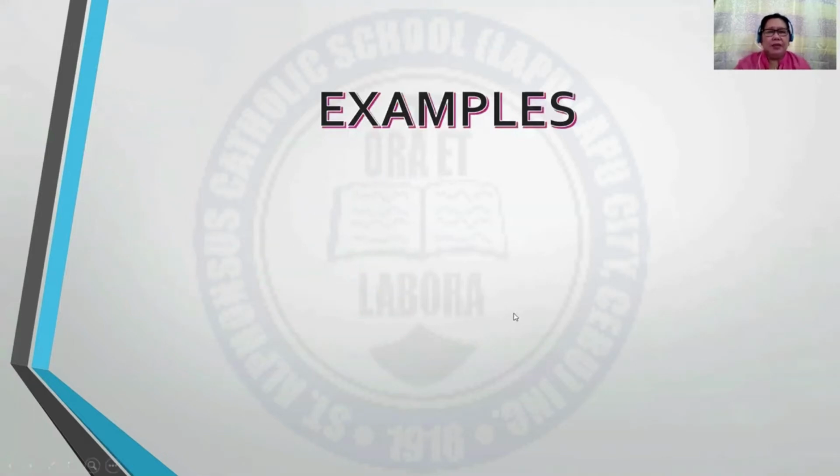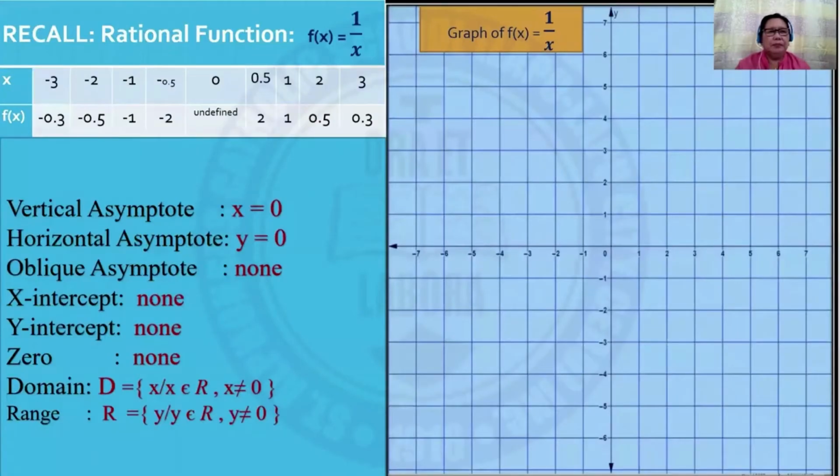Let us have examples on how to sketch the graph of rational function. So recall the graph of rational function of f of x is equal to 1 over x. If you can still remember, these are the values that we had last time for the table. Then, vertical asymptote x is equal to 0, horizontal asymptote y is equal to 0. There is no oblique asymptote. X-intercept none, y-intercept none. For the zero, it's none.